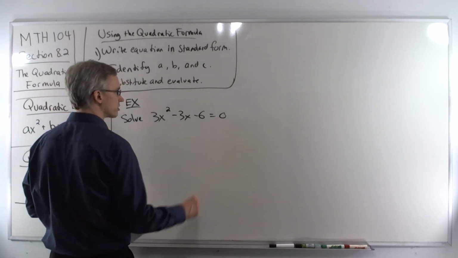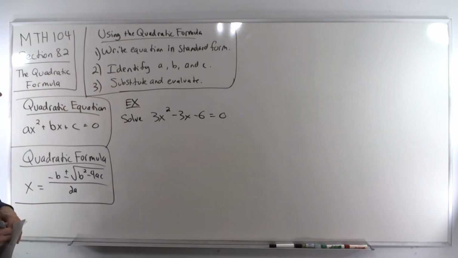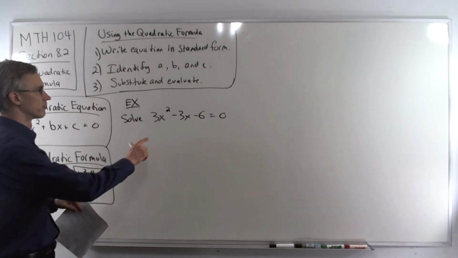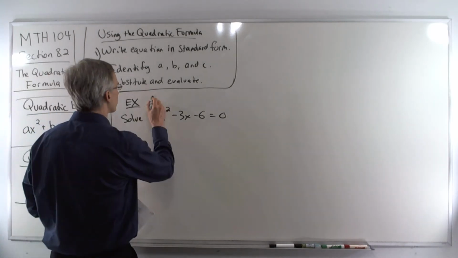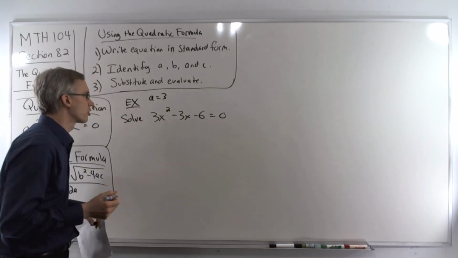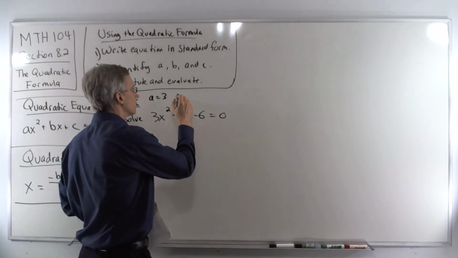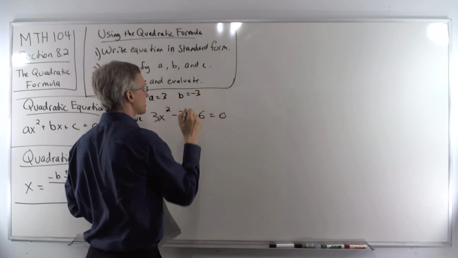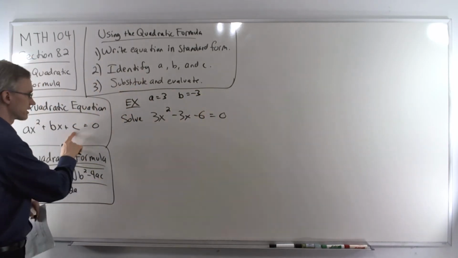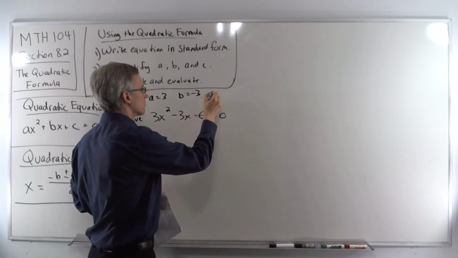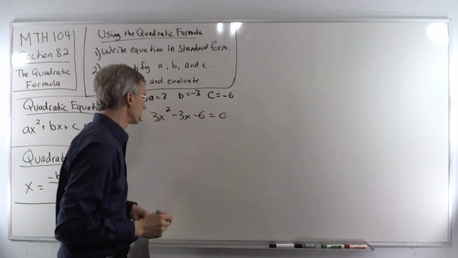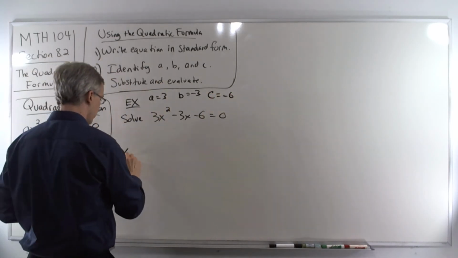So let's take a look at this in action. First example here, it's already in standard form, so we need to pick out the values of a, b, and c. Now, a is the coefficient on the x squared term, so that's a 3. B is the coefficient on the x term, that's a negative 3. Always keep the sign with it. And c is the constant, so that's a negative 6. Now we can plug these into the quadratic formula and solve.